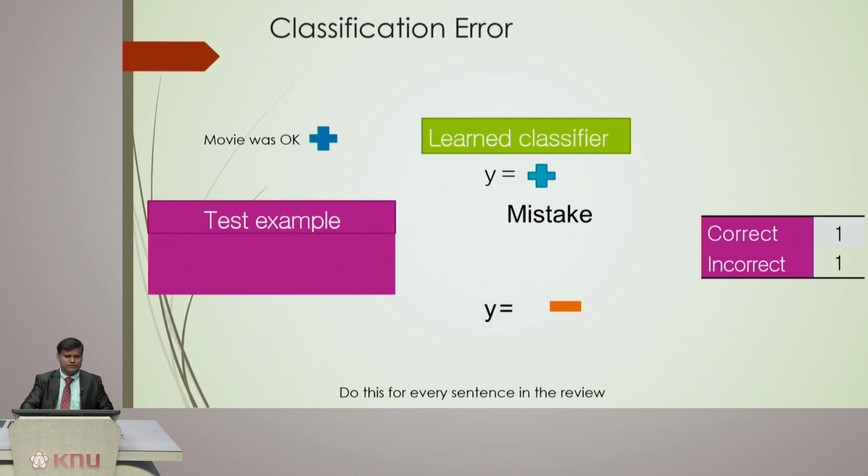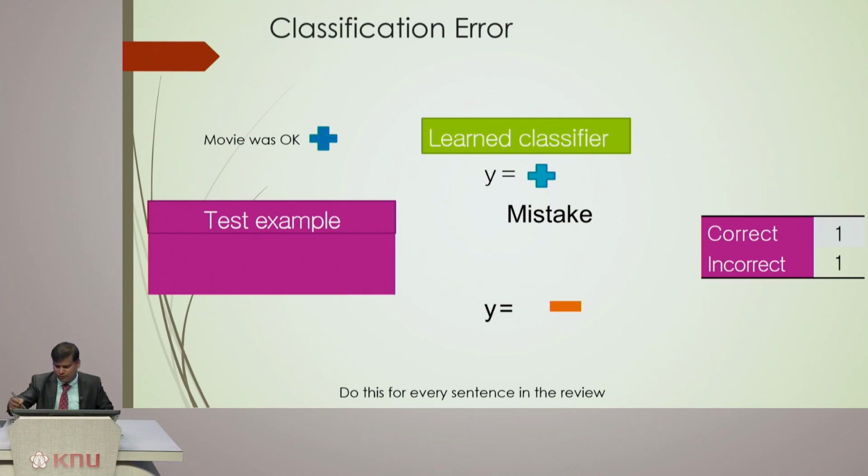Let's say another input is: movie was okay. Well, movie was okay is kind of a negative sentence. Was okay just means that it was just okay, and this classifier termed it as a positive review, which means that it is a mistake. It's supposed to be negative, but it turns out to be positive.